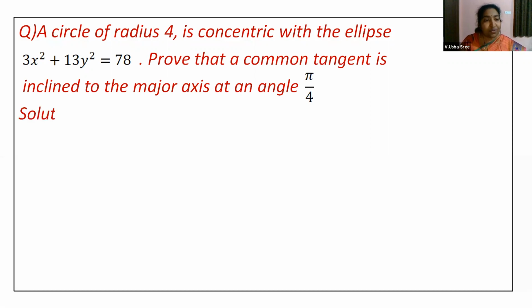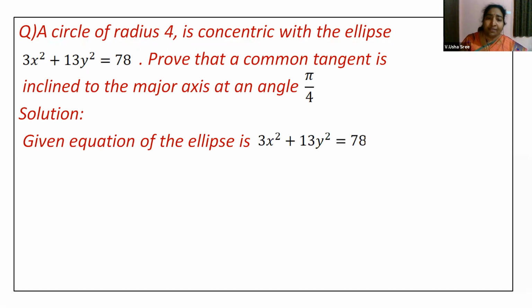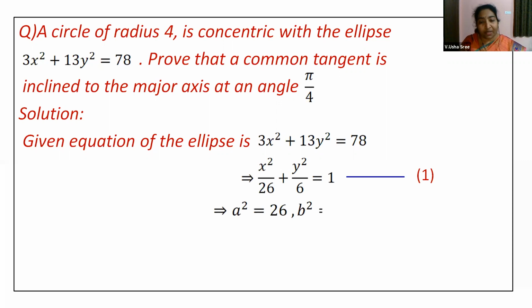Okay, now first, what is given to us? You are given an ellipse, 3x square plus 13y square is equal to 78. Let us write it in the standard form. When you do so, it will be x square by 78 by 3, which is 26, plus y square by 78 by 13, which is 6, equal to 1. We will just name it as equation number 1. Clearly, we can say a square is equal to 26 and b square is equal to 6.